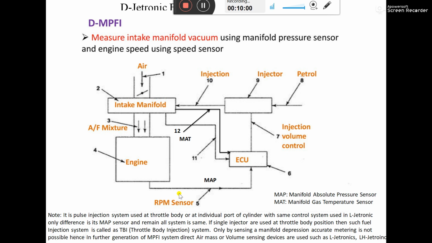How the calculation takes place in the DMPFI system, we will see in the next slide. But we just have to memorize this: the Jetronic system comes under two configurations. One is DMPFI and the other is DTBI. So this diagram indicates a DTBI system, not DMPFI. In the case of DMPFI, you should have individual cylinders with individual injectors. So this is your DMPFI system.